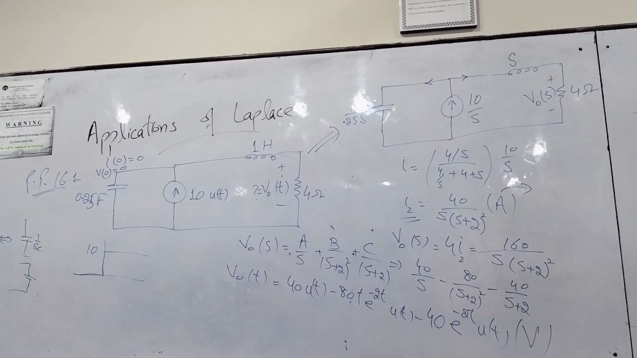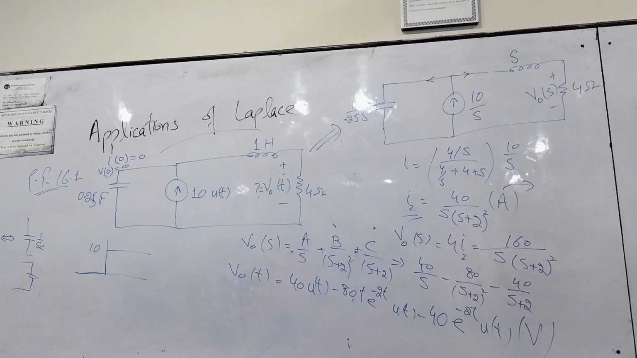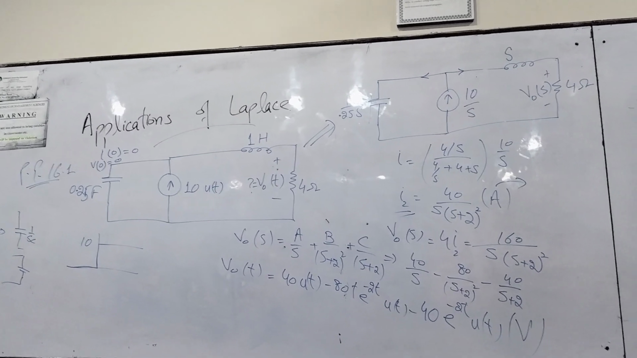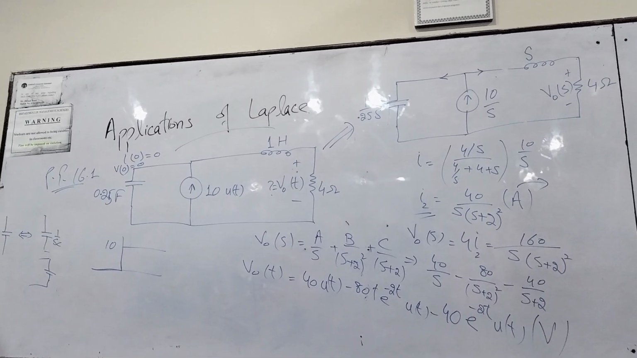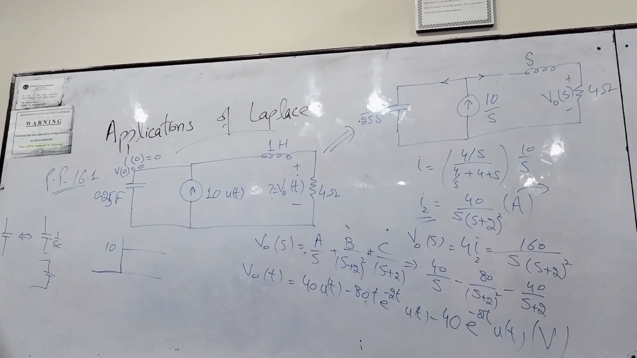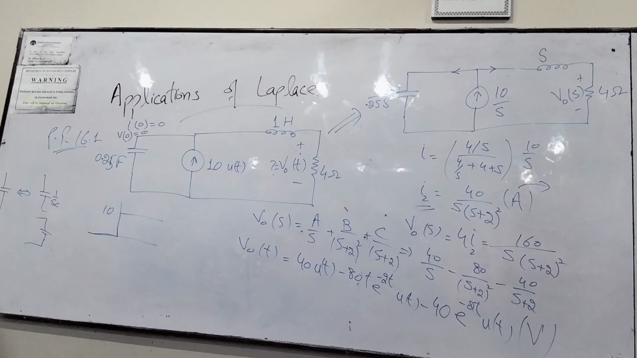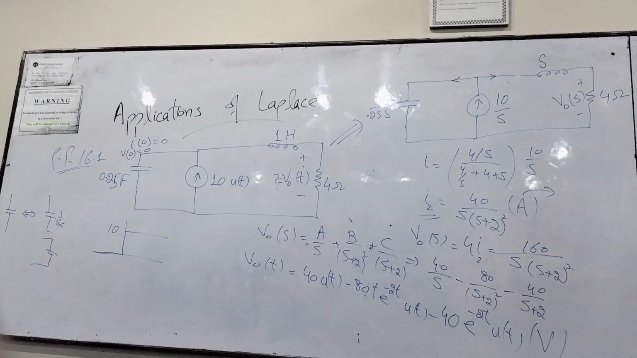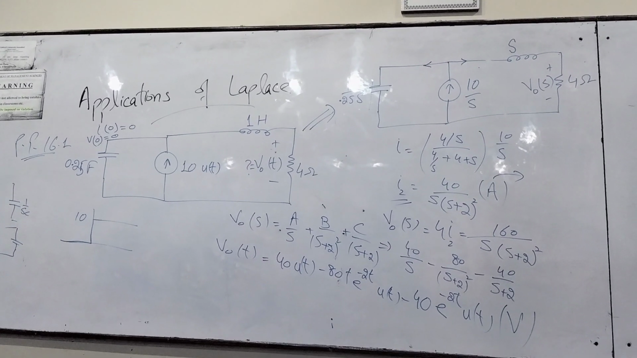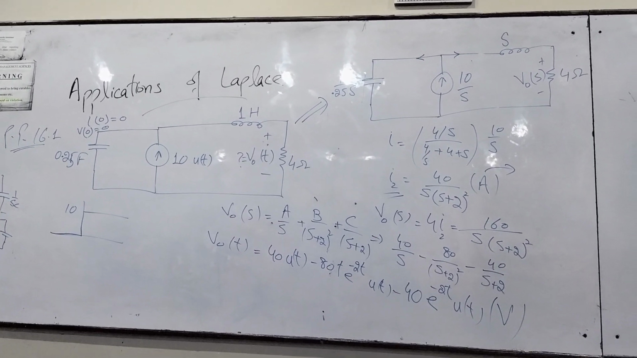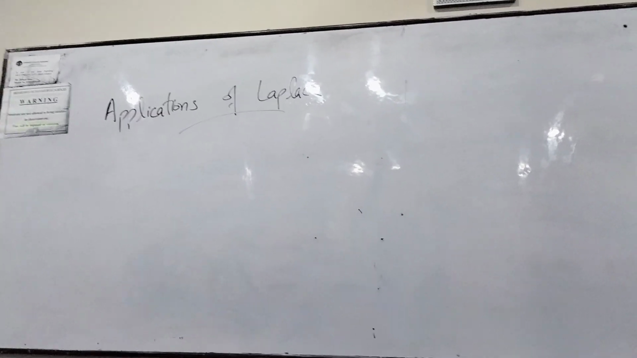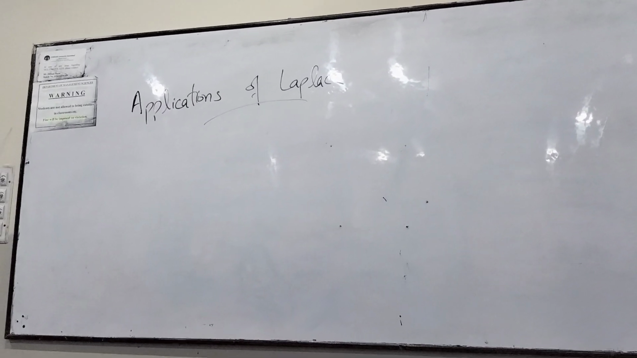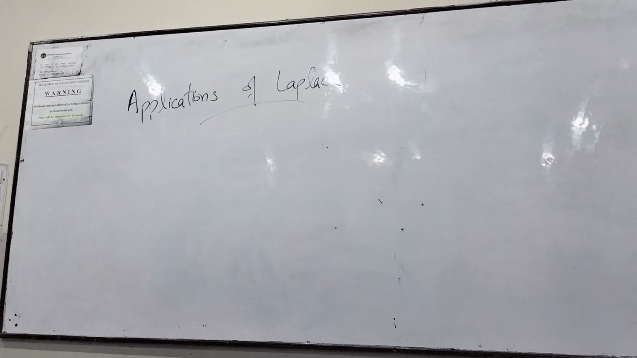So before going to start practice problem 16.2, let's consider example 16.2. Open your books. Okay, let's have a break of 5 minutes. Example 16.2 says find V naught of t.